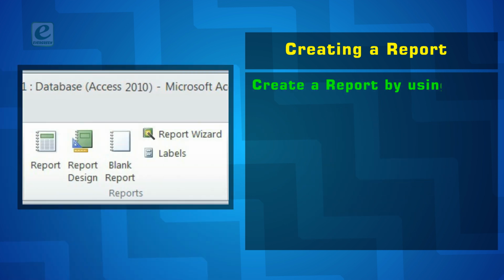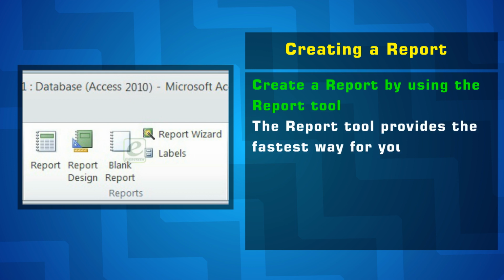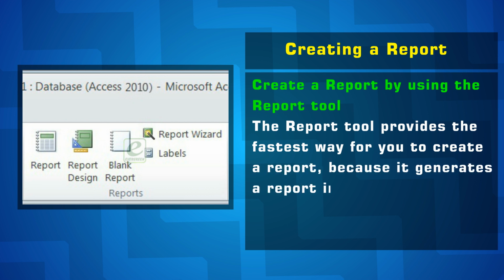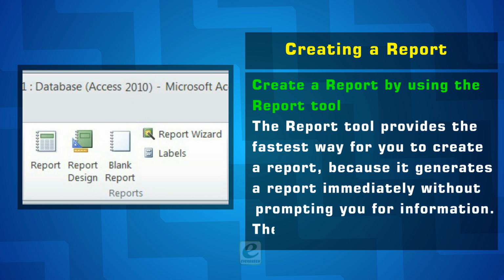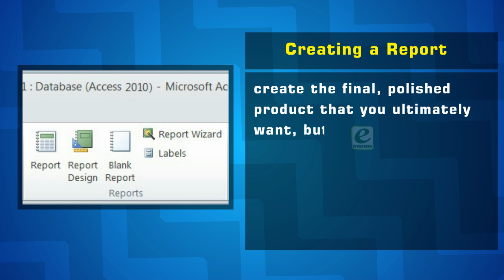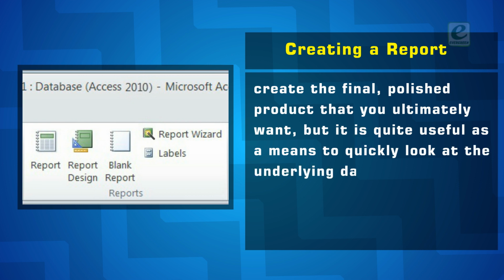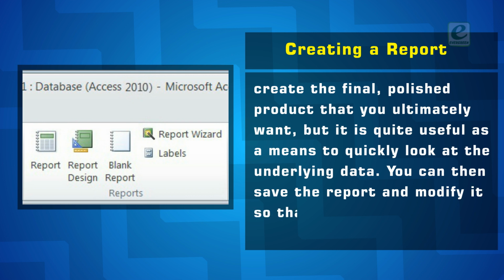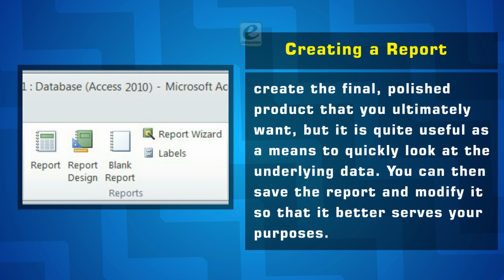Create a report by using the report tool. The report tool provides the fastest way for you to create a report because it generates a report immediately without prompting you for information. The report tool may not create the final, polished product that you ultimately want, but it is quite useful as a means to quickly look at the underlying data. You can then save the report and modify it so that it better serves your purposes.